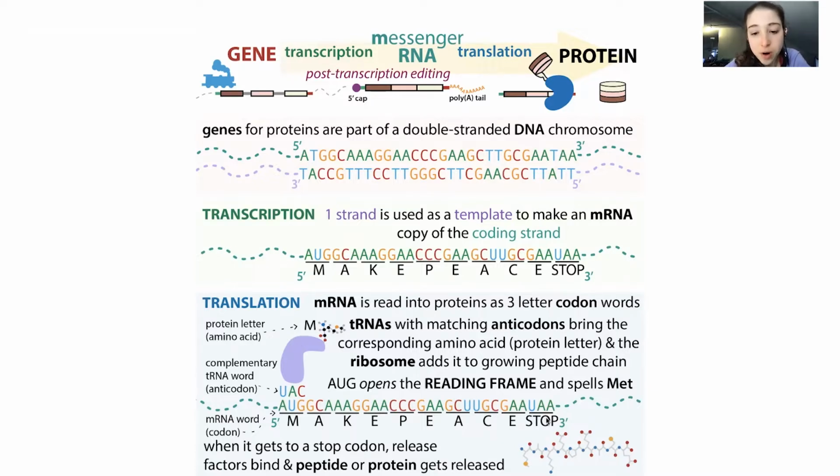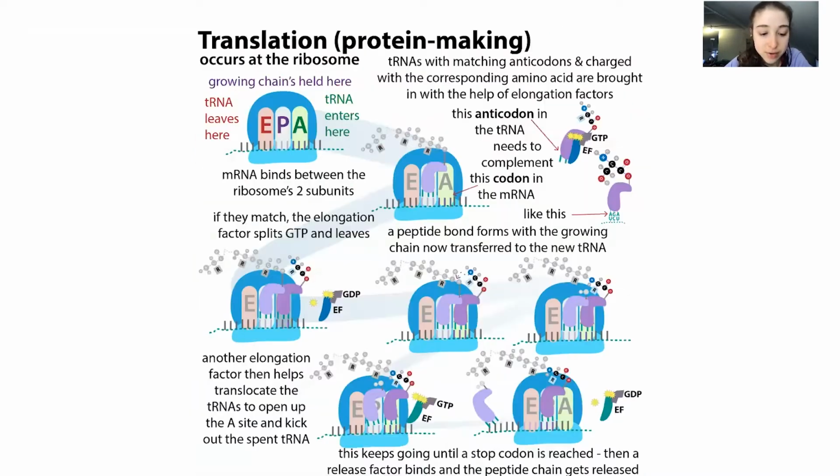And then this is going to go on until you reach a codon that, instead of spelling a protein letter, says stop, and then a protein called a release factor is going to come and bind and cut off the chain. And so let's look in more detail at how this is actually going to happen. This is the more realistic view of how things are going to go down. Then I'll show you a way I like to think about translation, as being like a wedding, to help understand what is going on and remember things.